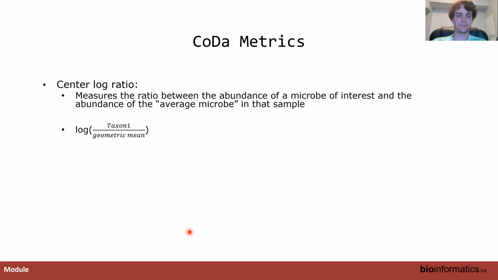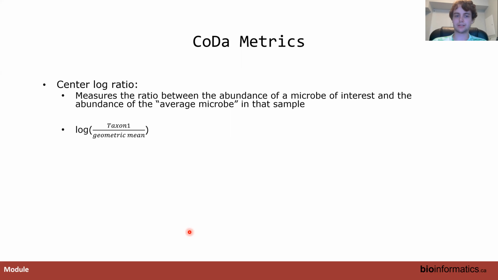The center log ratio measures the ratio between the abundance of a microbe of interest and the abundance of the average microbe in that sample. And by the average microbe, I mean the geometric mean of the abundances of each taxon in the sample. The formula you can see here on the page. So this gives us an idea of basically, if our taxon of interest is Akkermansia, we can see whether or not Akkermansia is more common than the average microbe or less common than the average microbe in the sample. So this is a pretty powerful metric that we can use.